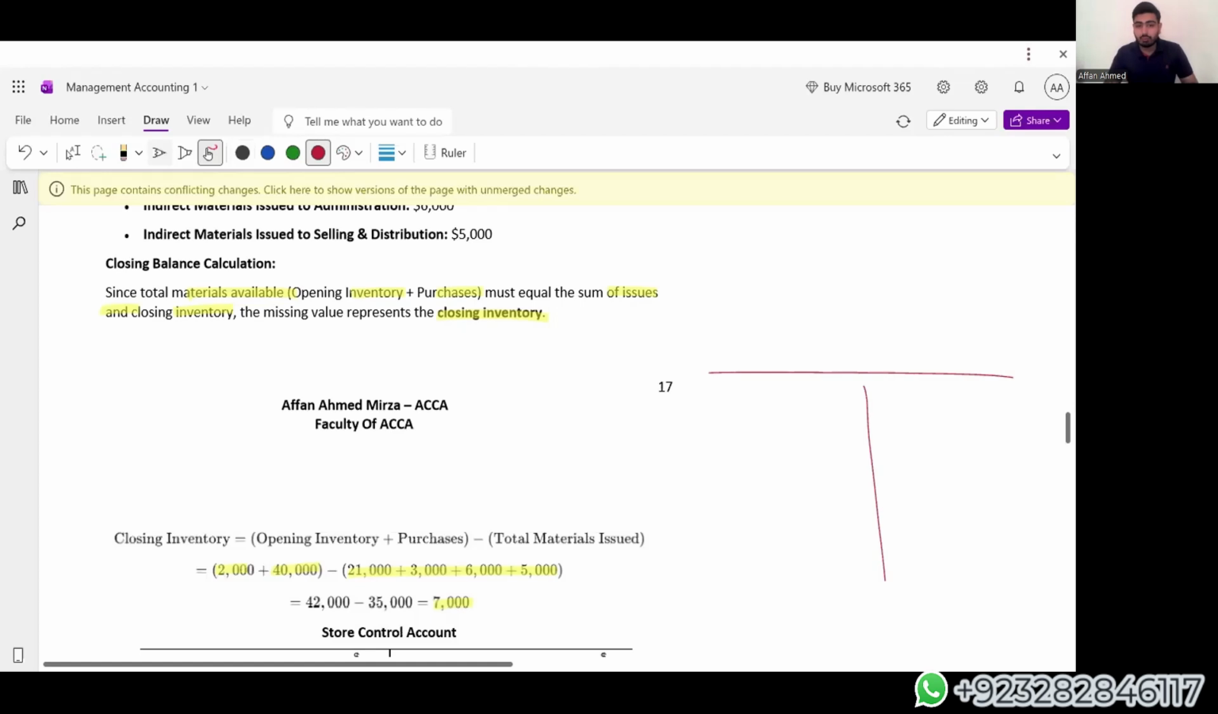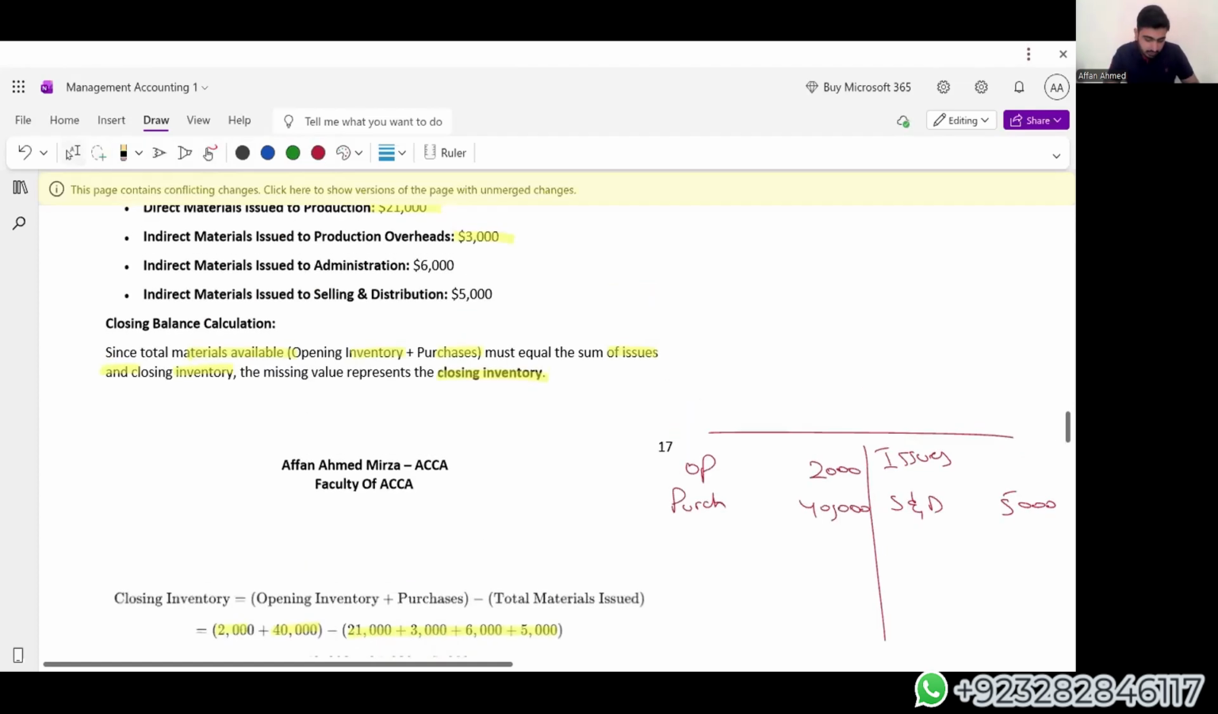Now in the T account, I have told you that the left side will be the addition side and the right side will be the subtraction side. So first of all, we have opening inventory for 2,000. We have purchases, and we have it for 40,000. Next, we have our issues, whether direct or indirect, it doesn't matter. The issues we have are indirect selling distribution. I'm writing SND. SND was for 5,000.